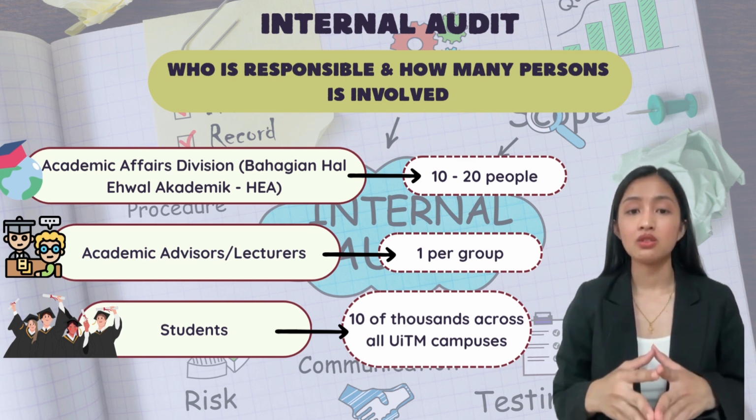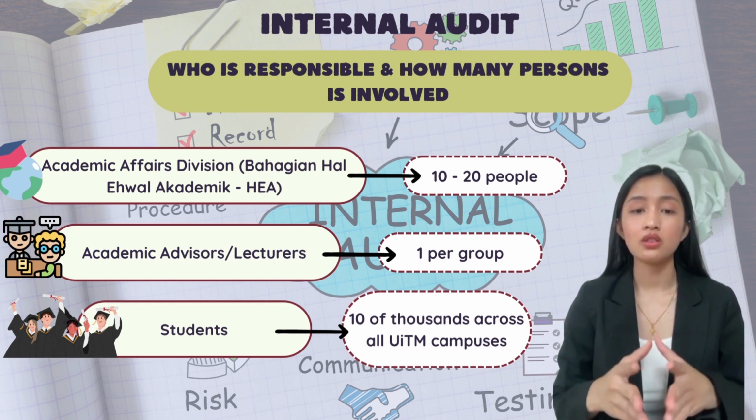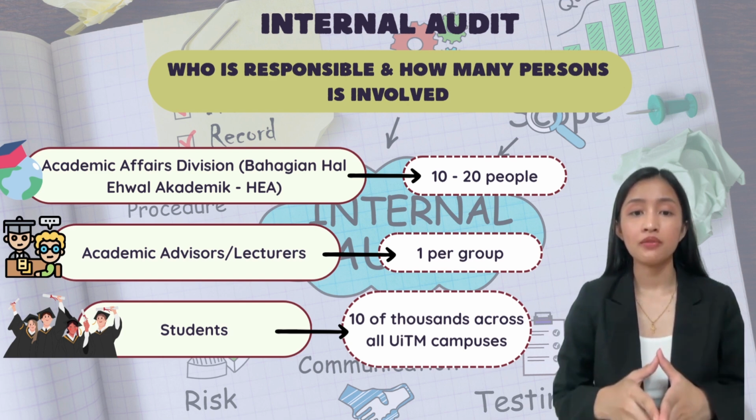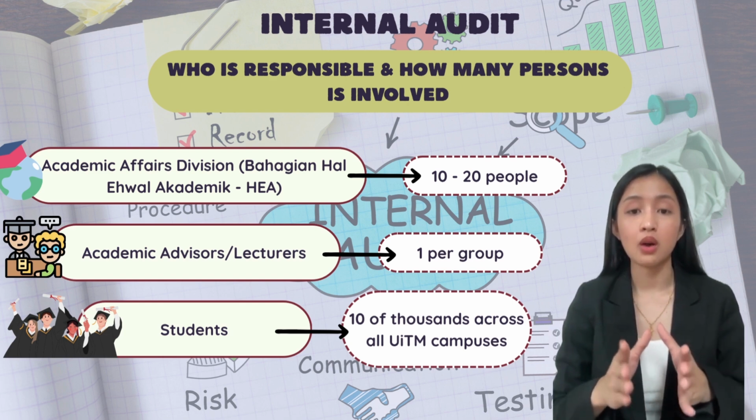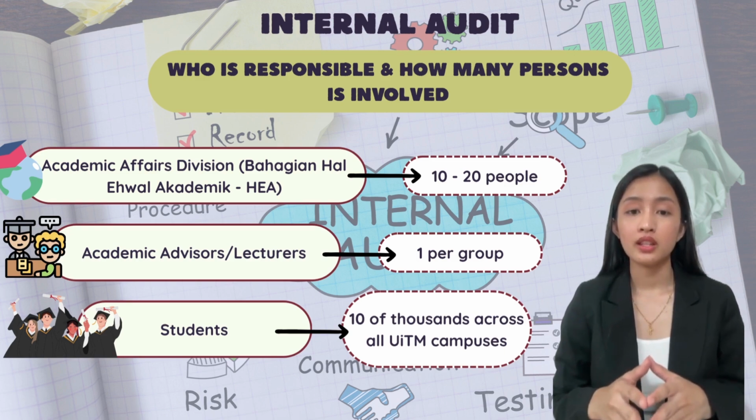And lastly is students. Students are responsible for registering for their own course during the given time frame. They must ensure they follow their program structure and credit hour limits. There are 10,000 students across all UiTM campus.